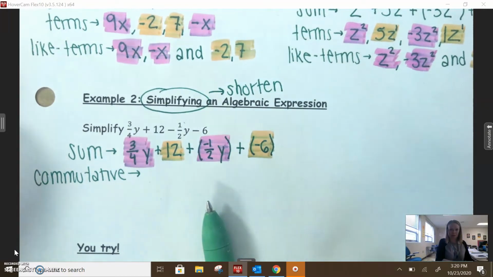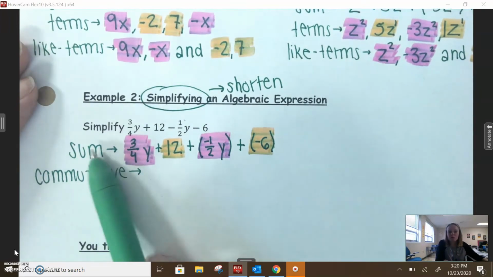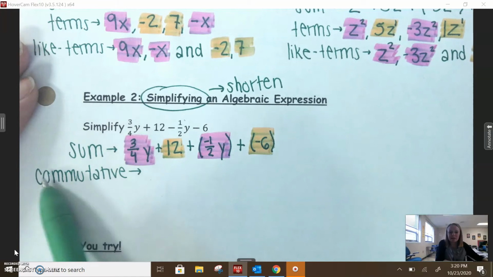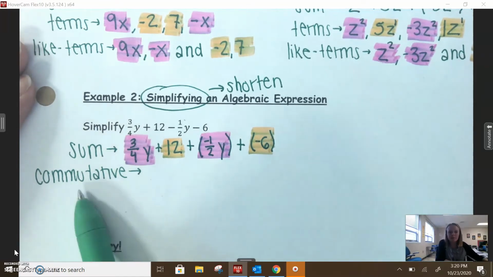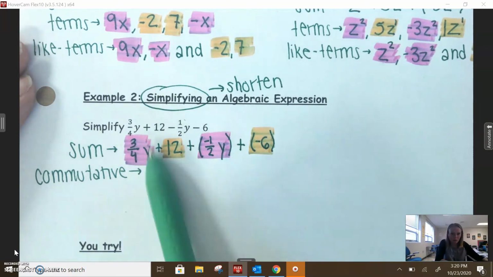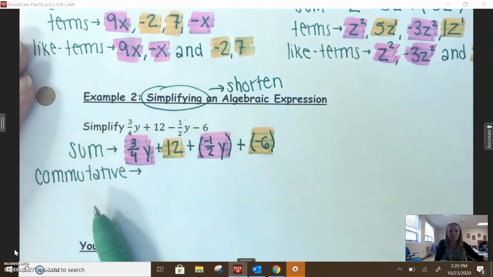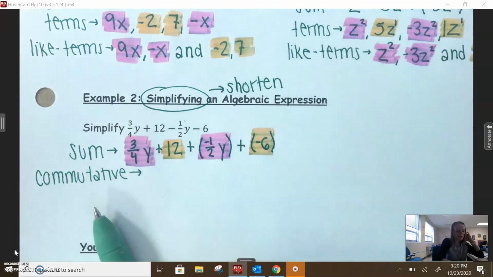They're just constants. So this next step, you don't always have to do this. This is kind of an optional step, but it might be helpful for you. So the commutative property says that you can rearrange the order and it would still be the same. So like 1 plus 2 is the same thing as 2 plus 1. It doesn't matter what order I add them in. I'm still going to get 3.